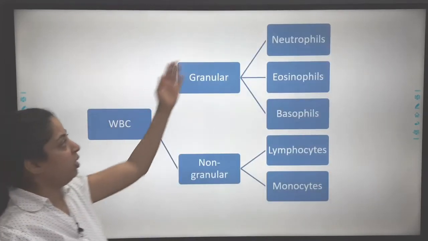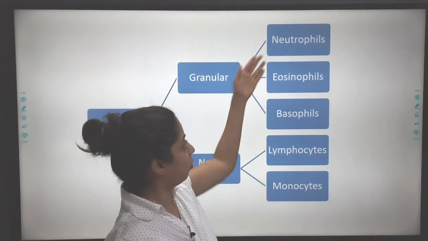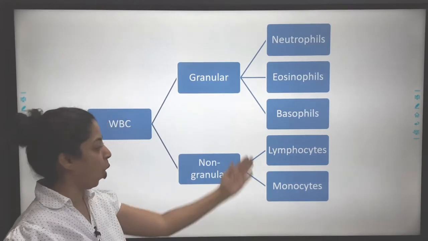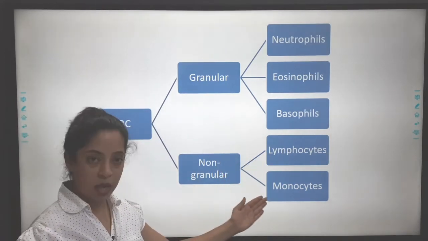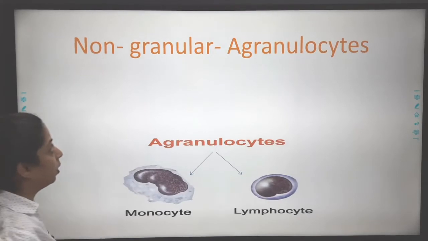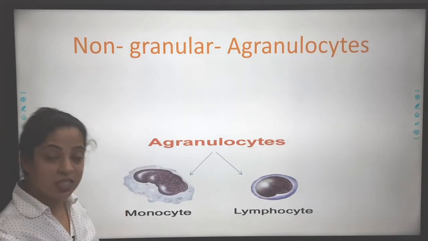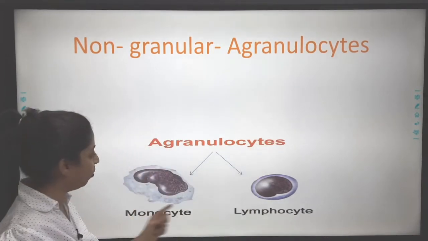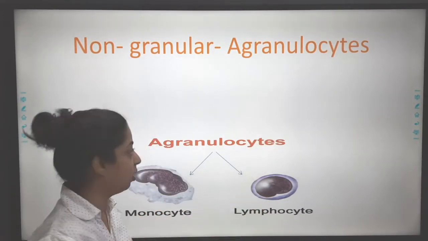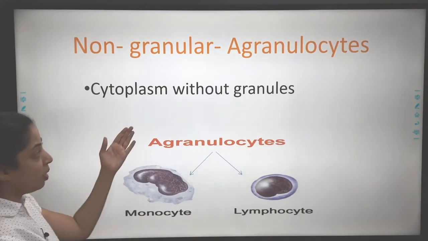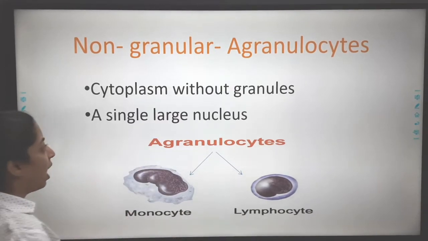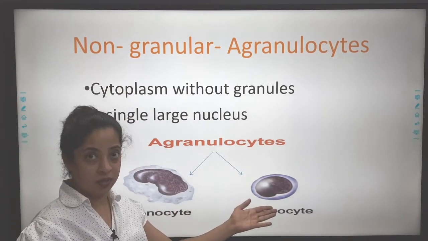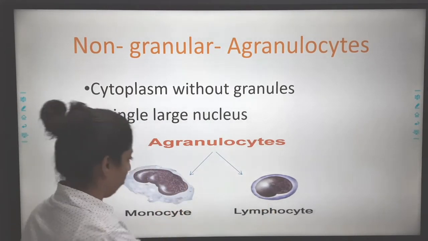So children, in granular WBCs, we studied neutrophils, eosinophils and basophils in detail. Now we will go to non-granular, that is lymphocytes and monocytes. Non-granular WBCs are known as agranulocytes. You can see here that the cytoplasm doesn't contain granules. So the cytoplasm is without granules and a single large nucleus is there. You can see here they are not lobed. So there is a single large nucleus out here.